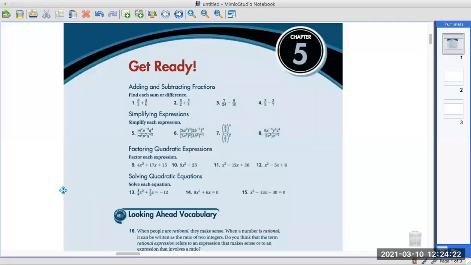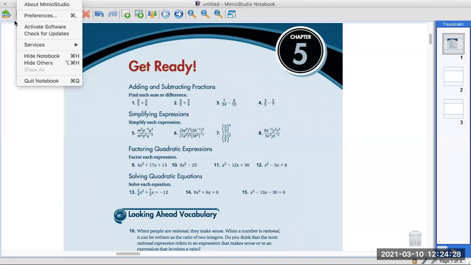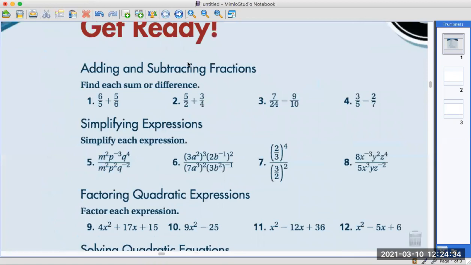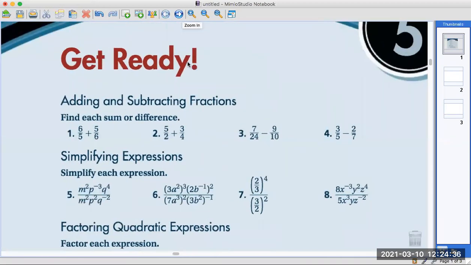Hello, everybody, and welcome to Chapter 5. We are in your textbook on page 337. I would like to do a few of these questions, and there'll be a short quiz on Savas for you. So I'm going to write the page up here.